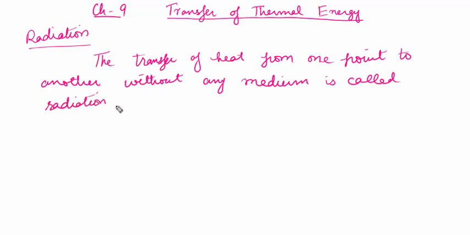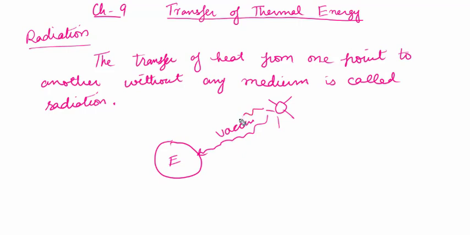So when heat is transferred from one point to another without any medium, it's radiation. The best example for radiation is the transfer of heat from the sun to the earth. This is our earth, and this is the sun, and there is vacuum between the earth and the sun. So heat is transferred in the form of electromagnetic waves from the sun to the earth.